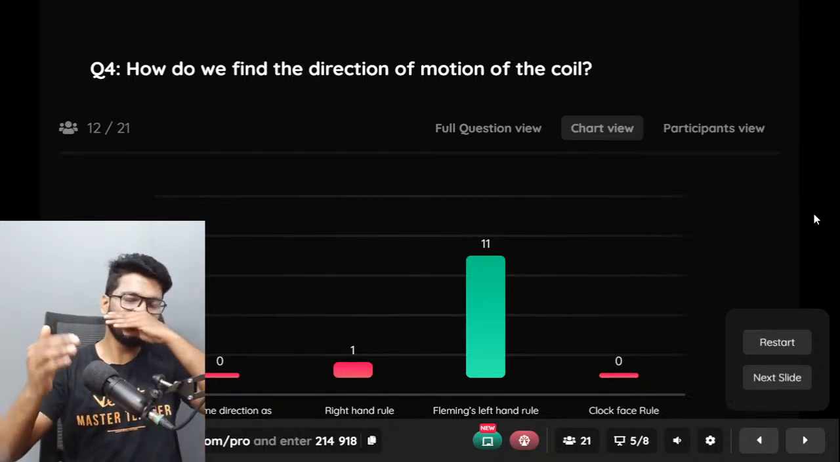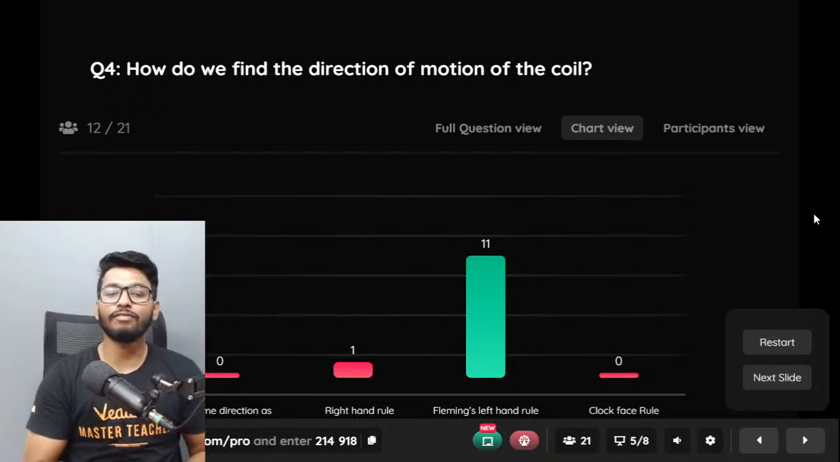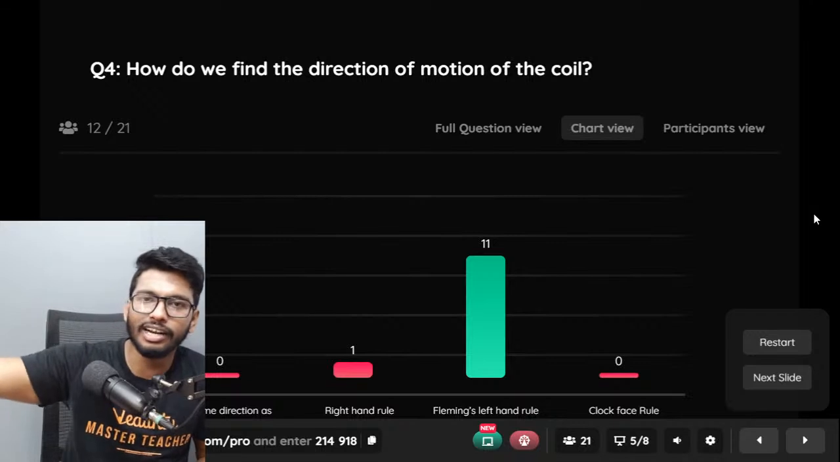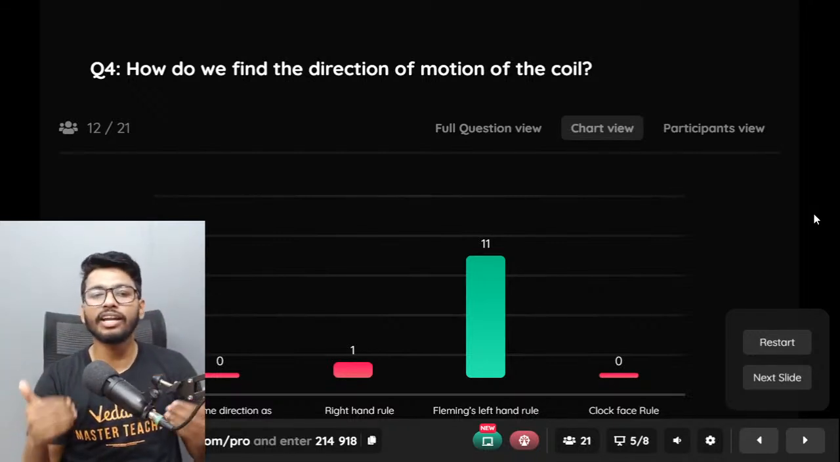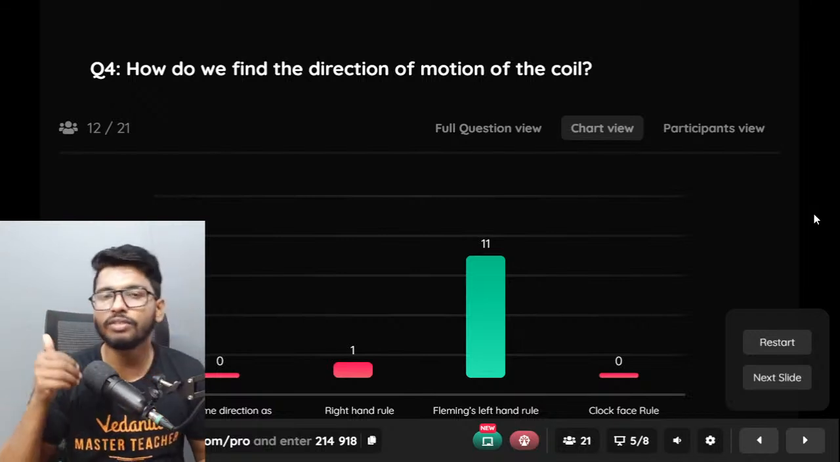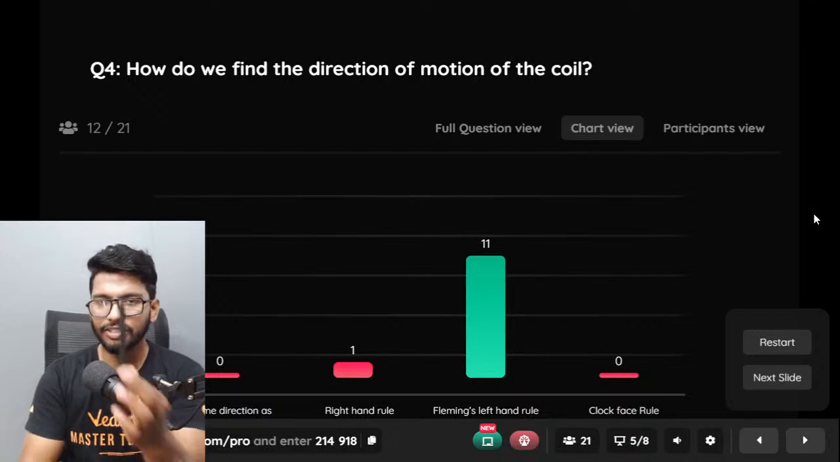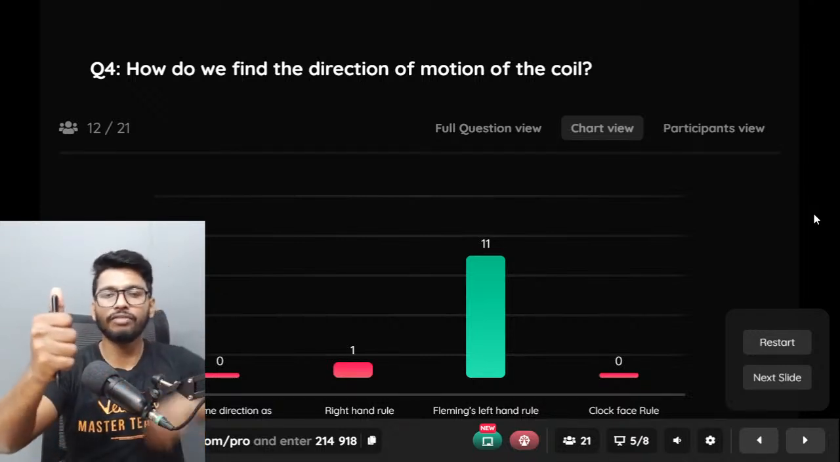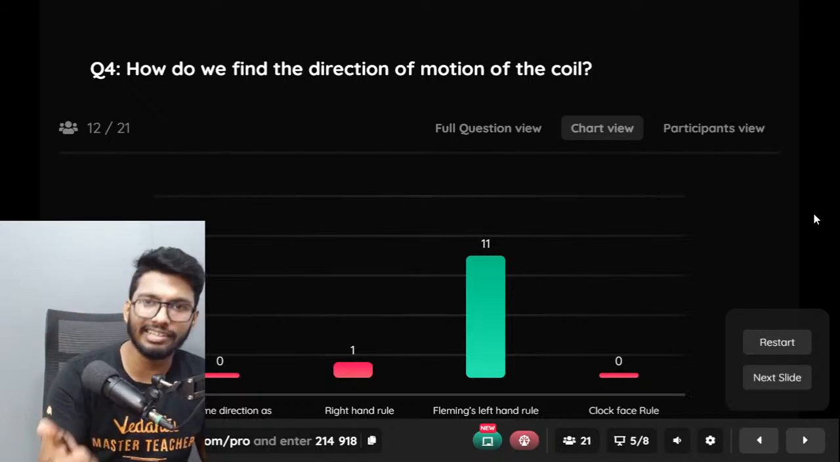Fleming's right hand rule is different. We'll talk about that later. But the right hand thumb rule, because I see that a lot of you are making the same mistake over and over again, is used to find out the direction of the magnetic field around a straight current carrying conductor. If I want to find the direction of the magnetic field around it, that can be found using the right hand thumb rule.